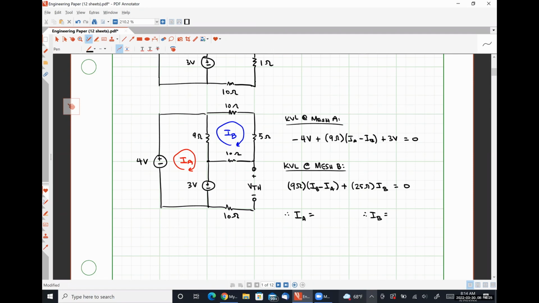So my coefficient for IA in my first equation is 9. My coefficient for IB in my second equation is -9. And then my constant term is going to be 4 minus 3 is 1. In my second equation, my coefficient for IA is -9. My coefficient for IB is 9 plus 25. And I don't have a constant term.